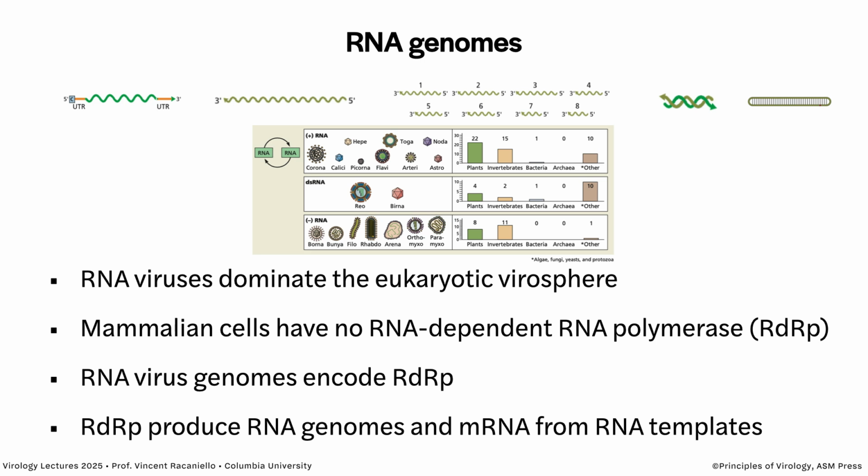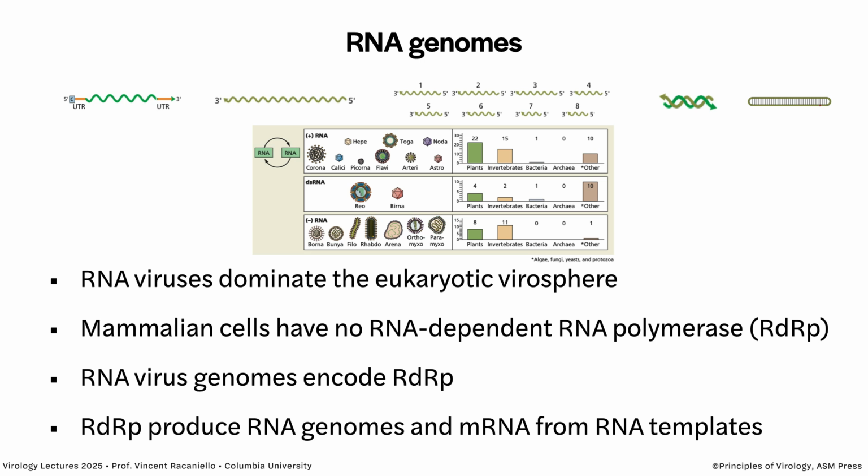RNA genomes. These seem to dominate the eukaryotic virosphere. In other words, all the viruses of eukaryotes. We think that there are not many in bacteria. So here's a chart showing that.